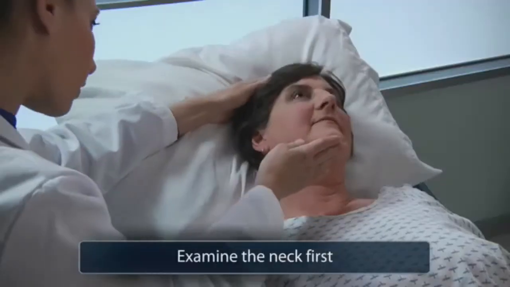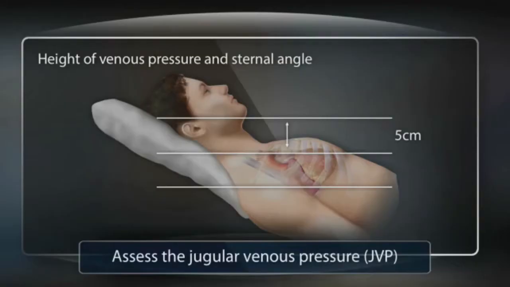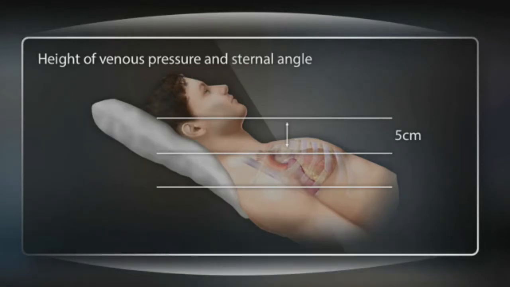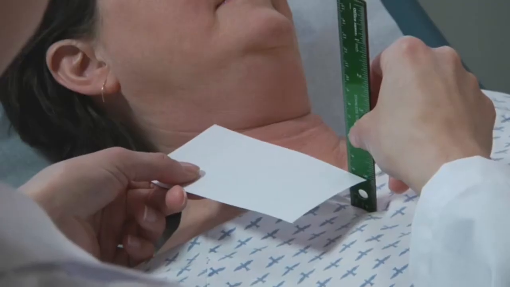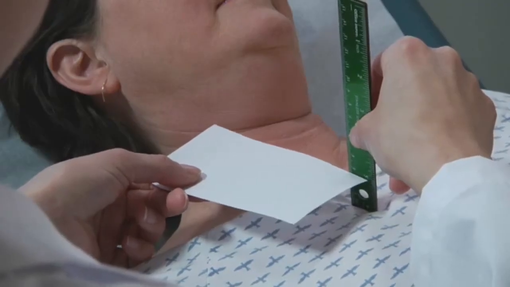I'll be examining the vessels in your neck and then your heart. So please lie back with your feet straight out. Okay. Examine the neck first. Assess the jugular venous pressure. Find the highest point of oscillation in the internal jugular vein and measure the vertical distance from the sternal angle.